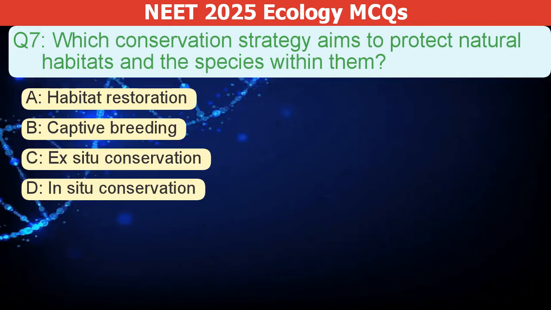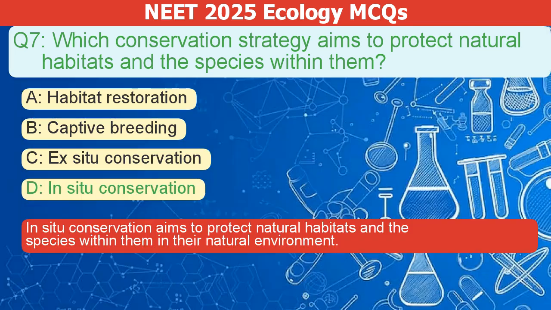Which conservation strategy aims to protect natural habitats and the species within them? A. Habitat restoration. B. Captive breeding. C. Ex situ conservation. D. In situ conservation. The correct answer is D. In situ conservation aims to protect natural habitats and the species within them in their natural environment.